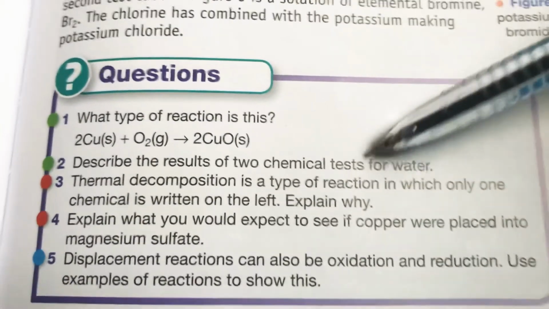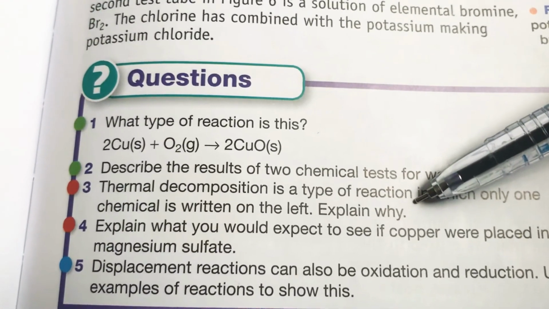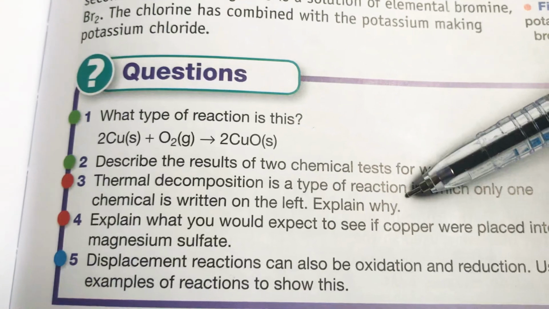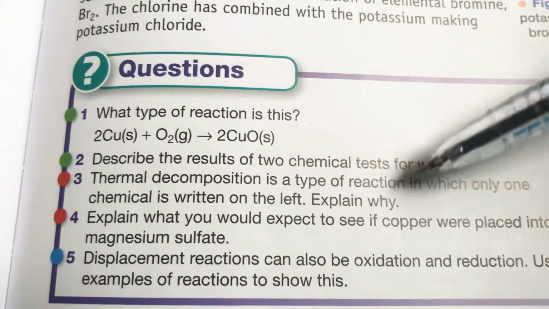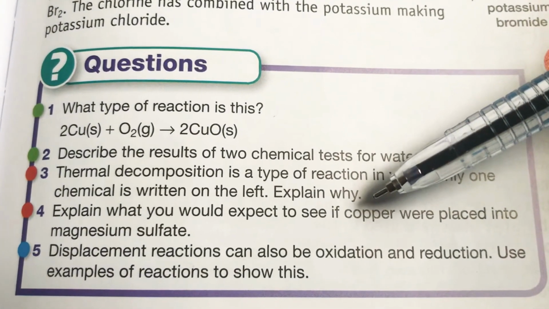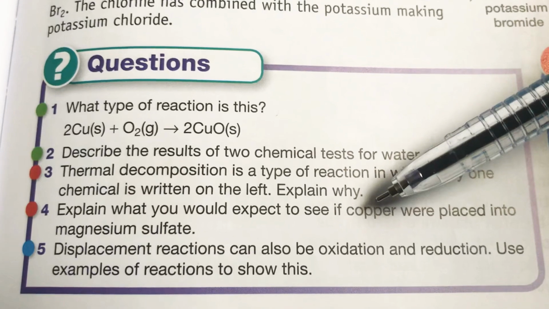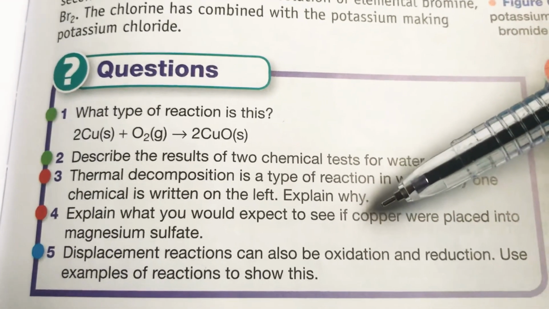Thermal decomposition is a reaction in which only one type of chemical is written on the left. The reason why is because the heat causes that chemical substance to break down, and that is called decomposition. Explain what you would expect to see if copper was placed into magnesium sulfate. Well, you wouldn't expect to see anything because magnesium is higher in the reactivity series than copper, so no reaction would take place.